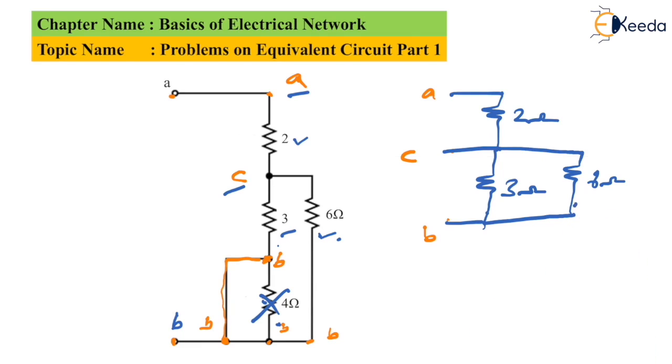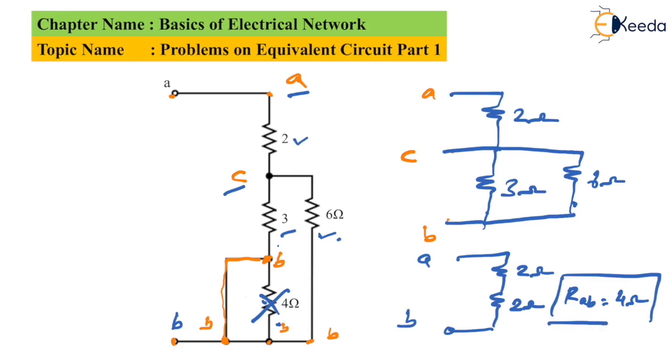Now 3 parallel with 6 will give you 2 ohms. So the effective circuit becomes 2 ohms connected in series with 2 ohms. So the RAB equivalent circuit will be 2 in series with 2. So the effective value of RAB will be equal to 4 ohms. So this was problem number 2. Let us start with our next problem.